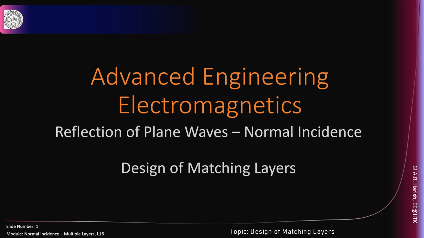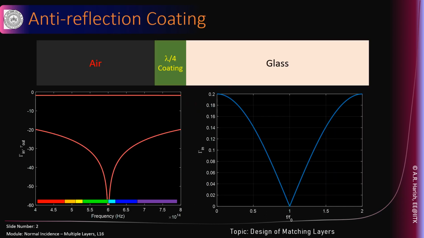Hi, today we continue our discussion on reflection of plane waves under normal incidence condition, and we talk about design of matching layers. Last lecture we saw that by putting a lambda by 4 coating it is possible to remove reflection from a particular frequency. So the thickness of the coating is quarter wavelength at that frequency.